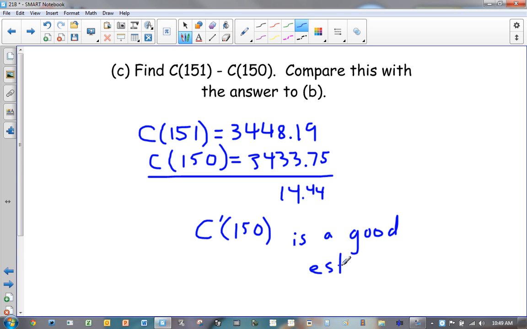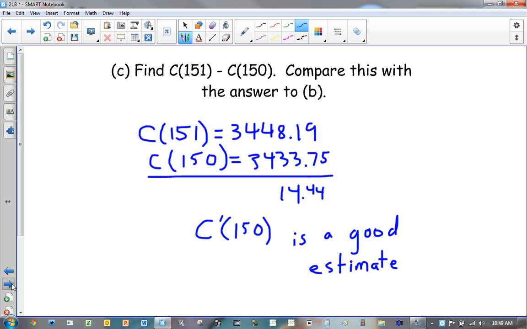And this example isn't typical because the items are not continuous. I can either produce 150 items or 151 items, but nothing in between. I can't produce 150.5. So it almost makes more sense to figure out how much the 151st item is by doing it this way rather than taking the derivative. But more of your examples are going to be continuous, where it makes more sense to take the derivative. All right?